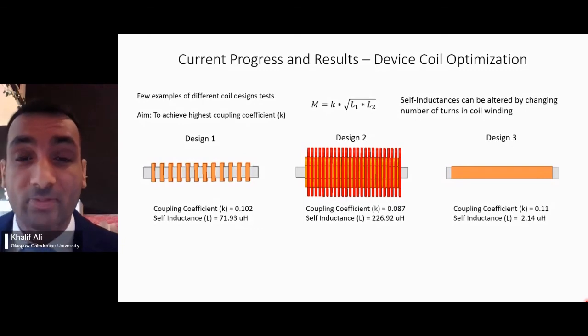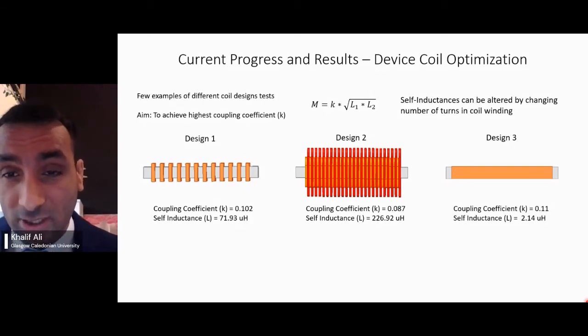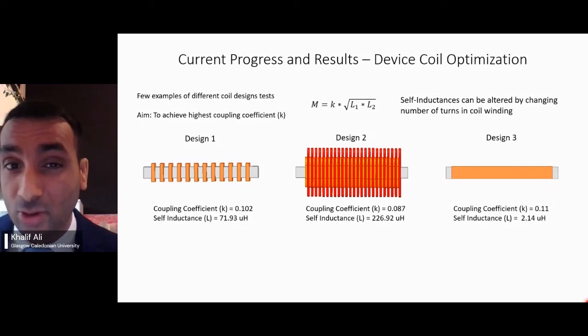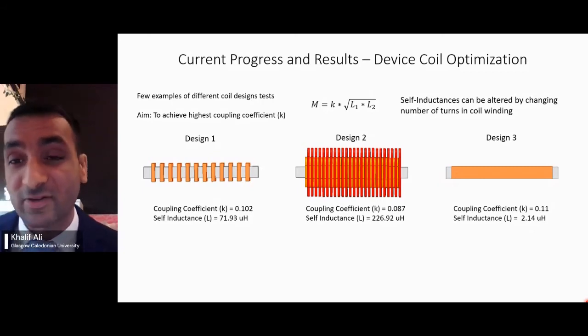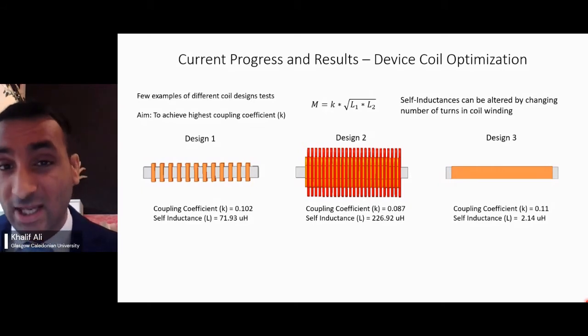Again, we can see in the equation that a significant factor for achieving a high mutual inductance between the device and the cable is the coupling coefficient K. Although self-inductances are also present, the self-inductances can be altered by changing the number of turns of the coil windings, which is a kind of easier process. It's K, the coupling coefficient, which is more significant.